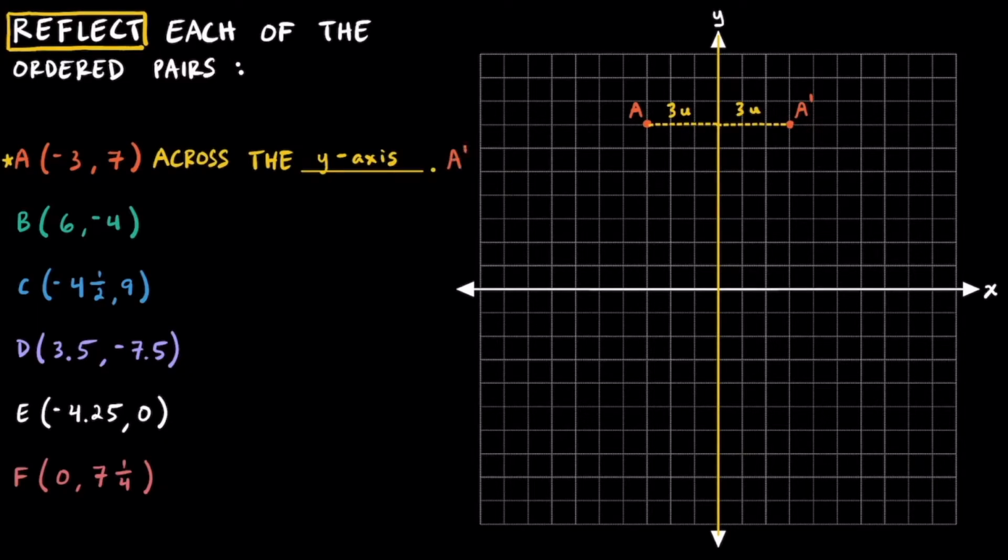A prime is located at +3, +7. When reflecting points across the y-axis, just write the opposite of the x value. So the original x-coordinate of -3 becomes +3 in the reflection.